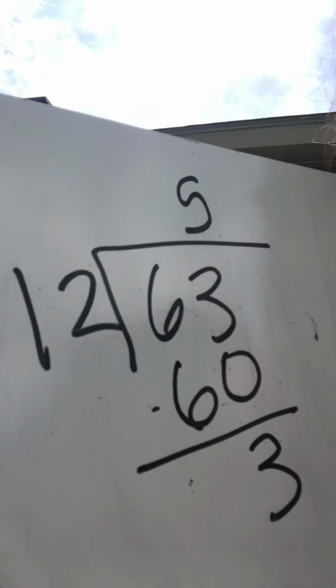So the way that you're going to do that is, sorry, I'm trying to video and write at the same time. You're going to divide your 63 by 12. You ask yourself, how many times can 12 go into 63? That's 5. So 5 times 12 is 60. Subtract, and you have 3. I don't think y'all can see that. And so then you have 3 inches left over.